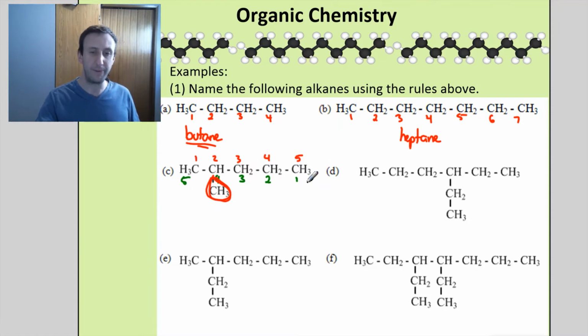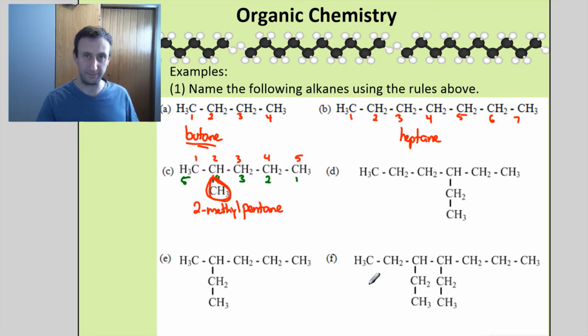Now let's deal with my parent chain first. I have 5 carbons in a row. So that is pent, ane, because this is an alkane, all single bonds. Then I have a methyl branch, a 1 carbon branch on the second carbon. So this is 2-methylpentane, all one word. I have a dash or a hyphen between the 2 and the M, right? Because numbers are separated from letters with a hyphen. So this is 2-methylpentane.